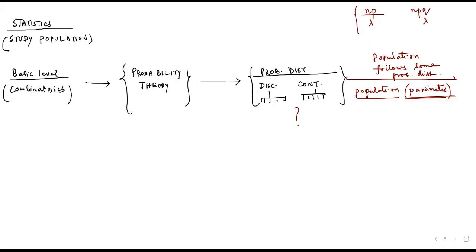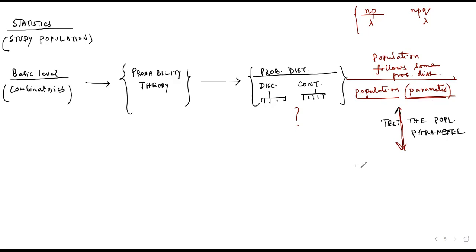So once the population distribution parameter is guessed, then we want to test. After this, what we want to do is test the population parameter, whether our guess is true or false.